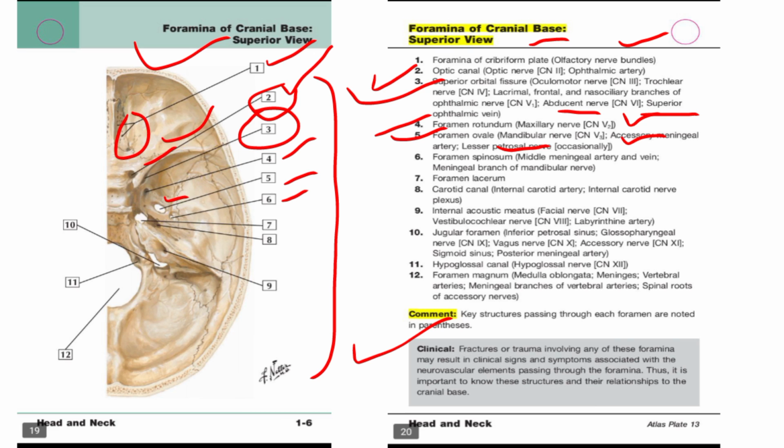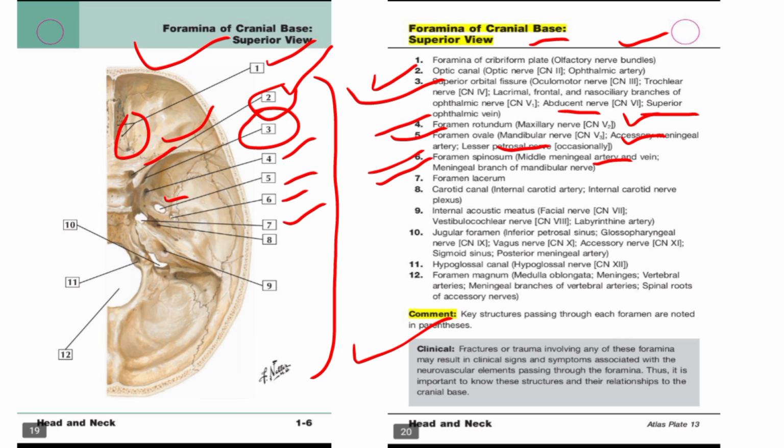The sixth, near the fifth, is the foramen spinosum where the middle meningeal artery and the meningeal branch of the mandibular nerve pass. The seventh is a large foramen, the foramen lacerum. This is larger than the others. This is the foramen lacerum.